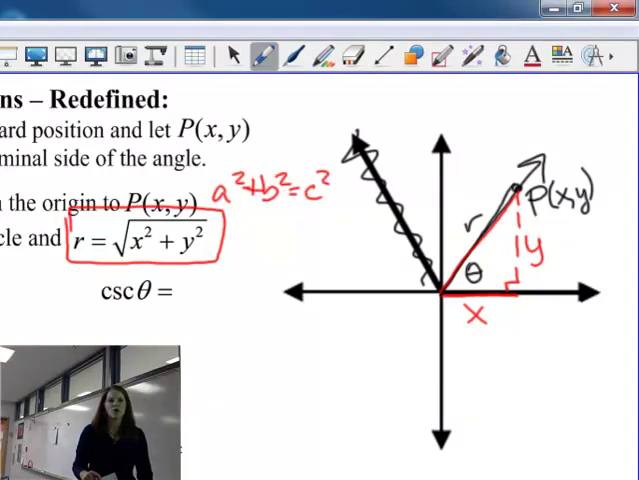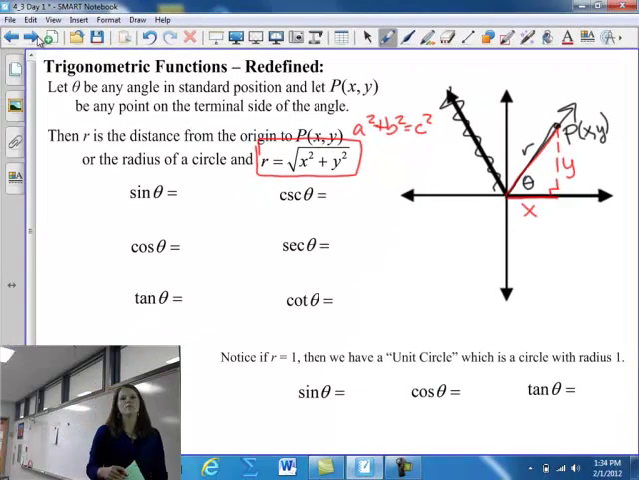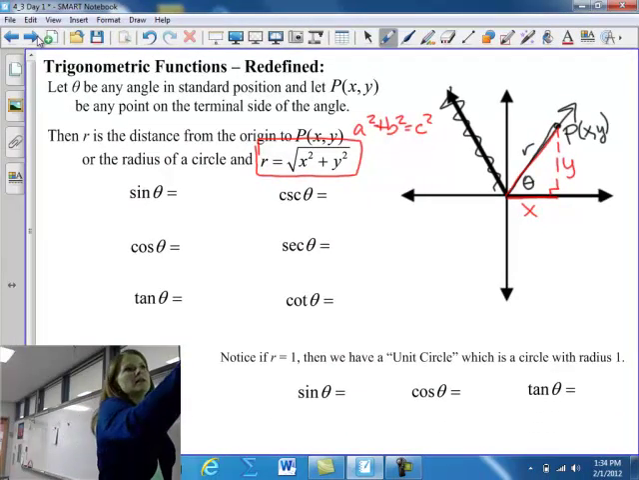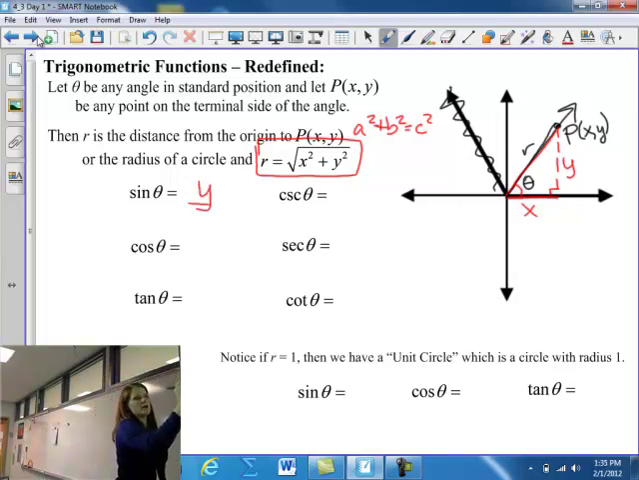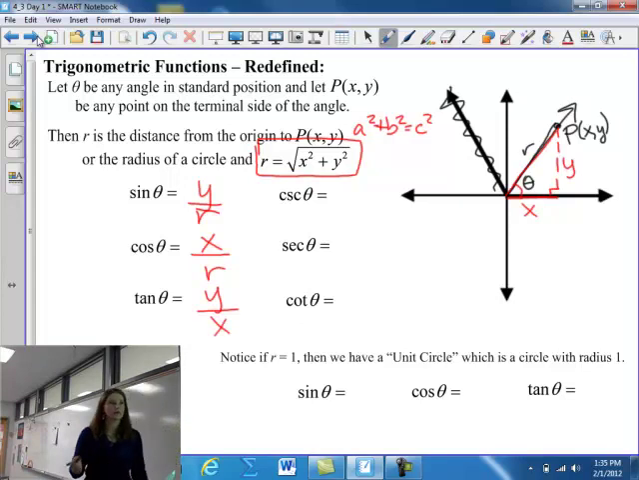Okay, so let's go back and talk about sine and cosine and tangent and all these trig values again. Sine, go back to SOHCAHTOA, what was sine? Opposite over hypotenuse. So for this little angle, opposite would be y, and the hypotenuse is r, our radius. Let's go ahead and do our cosine. Our adjacent side this time would be x, and our hypotenuse is r. And our tangent would be opposite y over adjacent x. Ta-da!